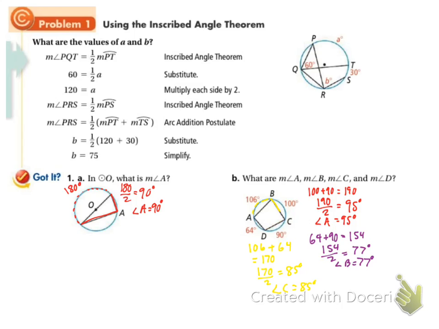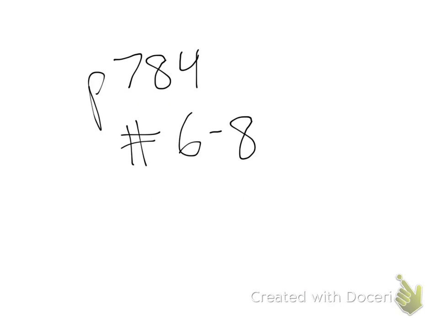And lastly, we'll look at angle D. So angle D goes with this arc. That's 106 plus 100, which is 206. 206 divided by 2 is 103 degrees. So angle D is equal to 103 degrees. And there's your homework.